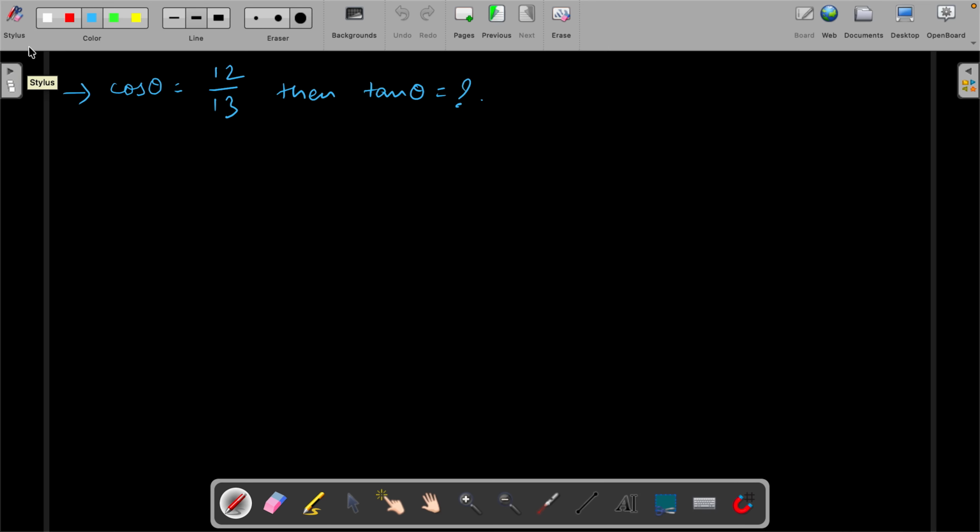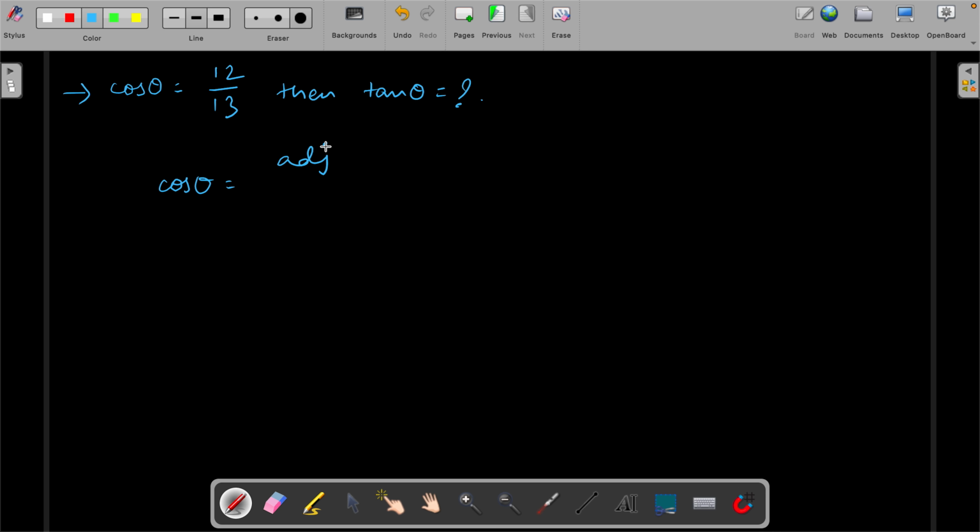In this video, let us solve another TET question. This is one of the easiest TET questions I have seen. They have given that cos theta is 12 by 13. We need to find out tan theta. What is cos theta?